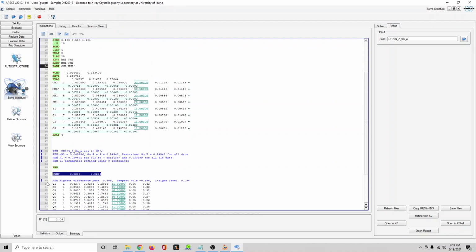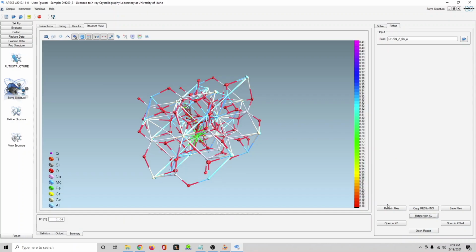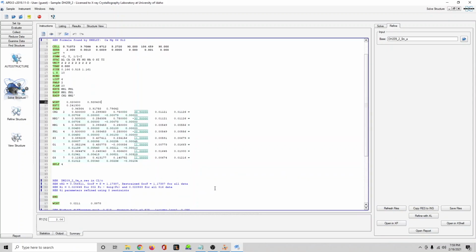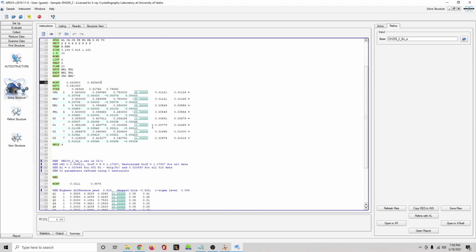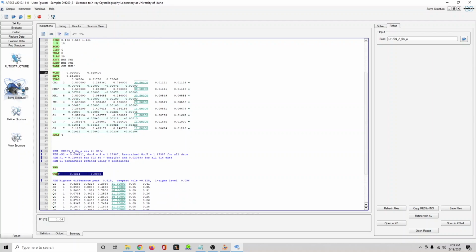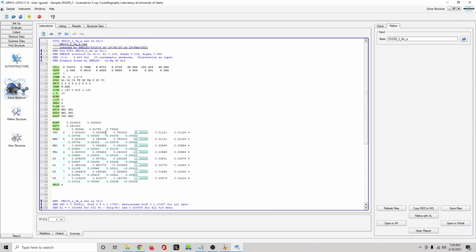Also, I should probably adjust the weight. So I will refine that, which of course doesn't really do much. And maybe I'll do it one more time. You can also just change the number of iterations.